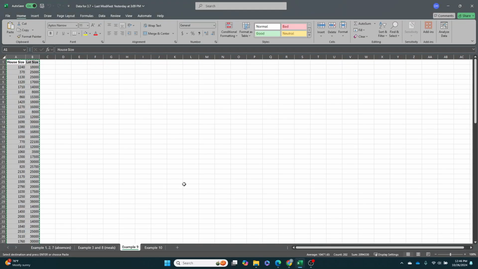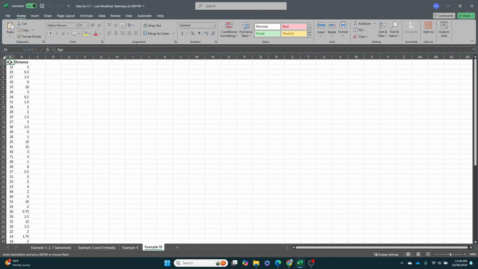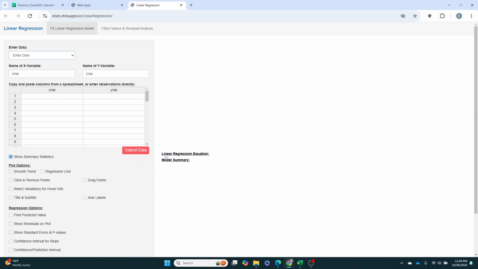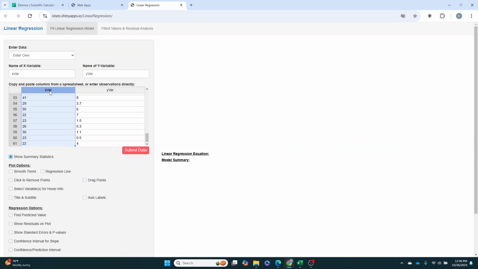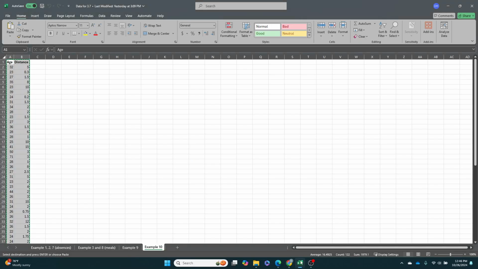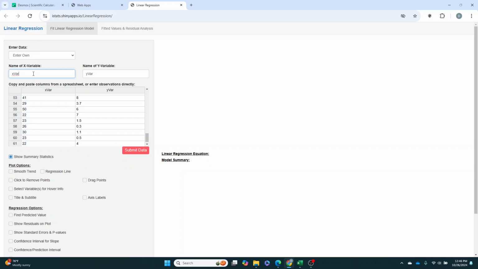I'm going to grab that from Excel, example 10. Control A to grab it all. Copy. And Control V to paste. And what was this first variable? Age. X represents age. And Y represents distance. Okay, we'll submit the data.